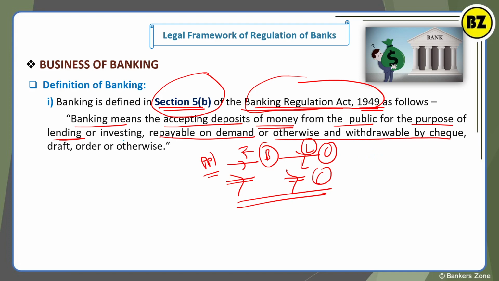Okay, and see, another important thing, that should be repayable on demand. That means once a customer keeps his money with the bank, when he demands, you have to pay. When the customer demands his money back, the bank has to pay.